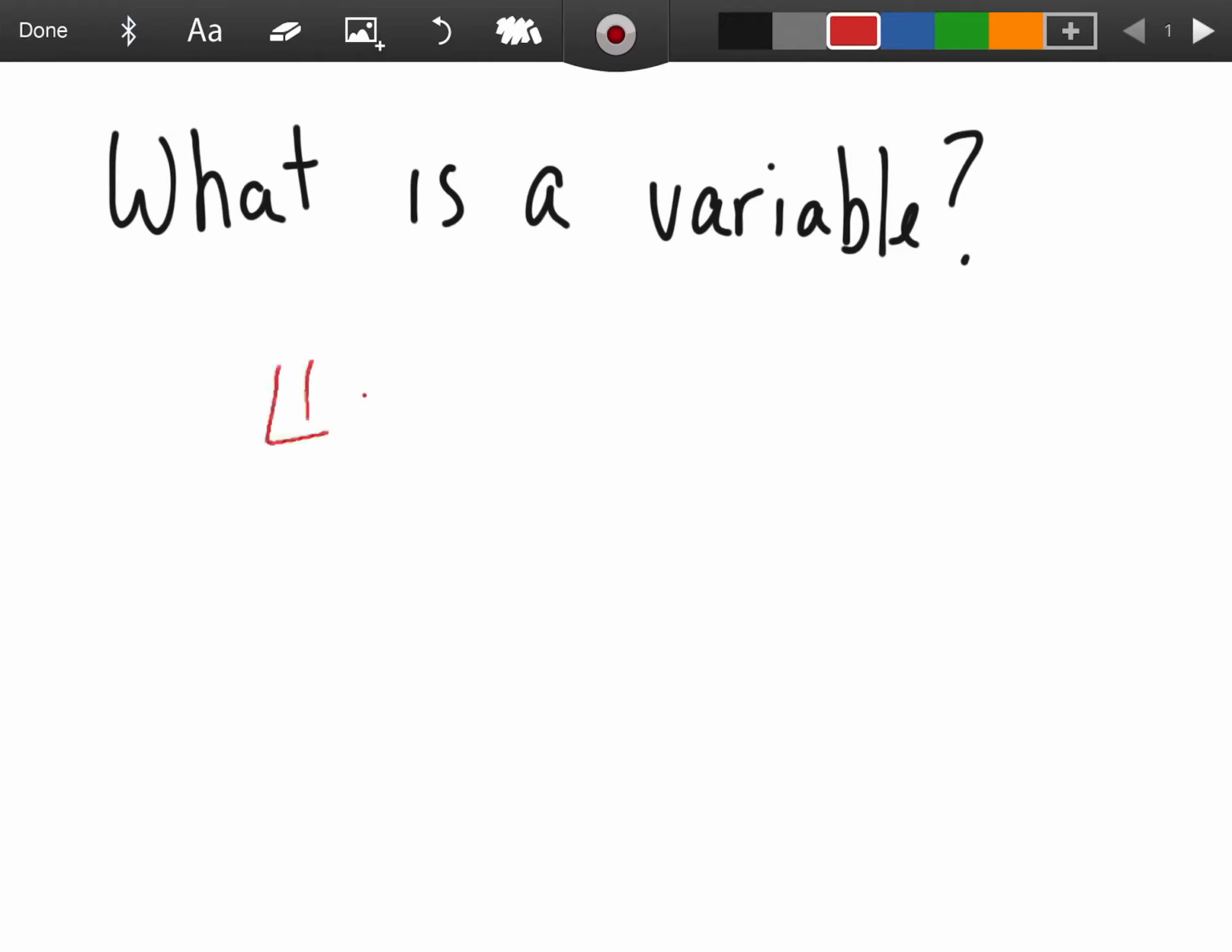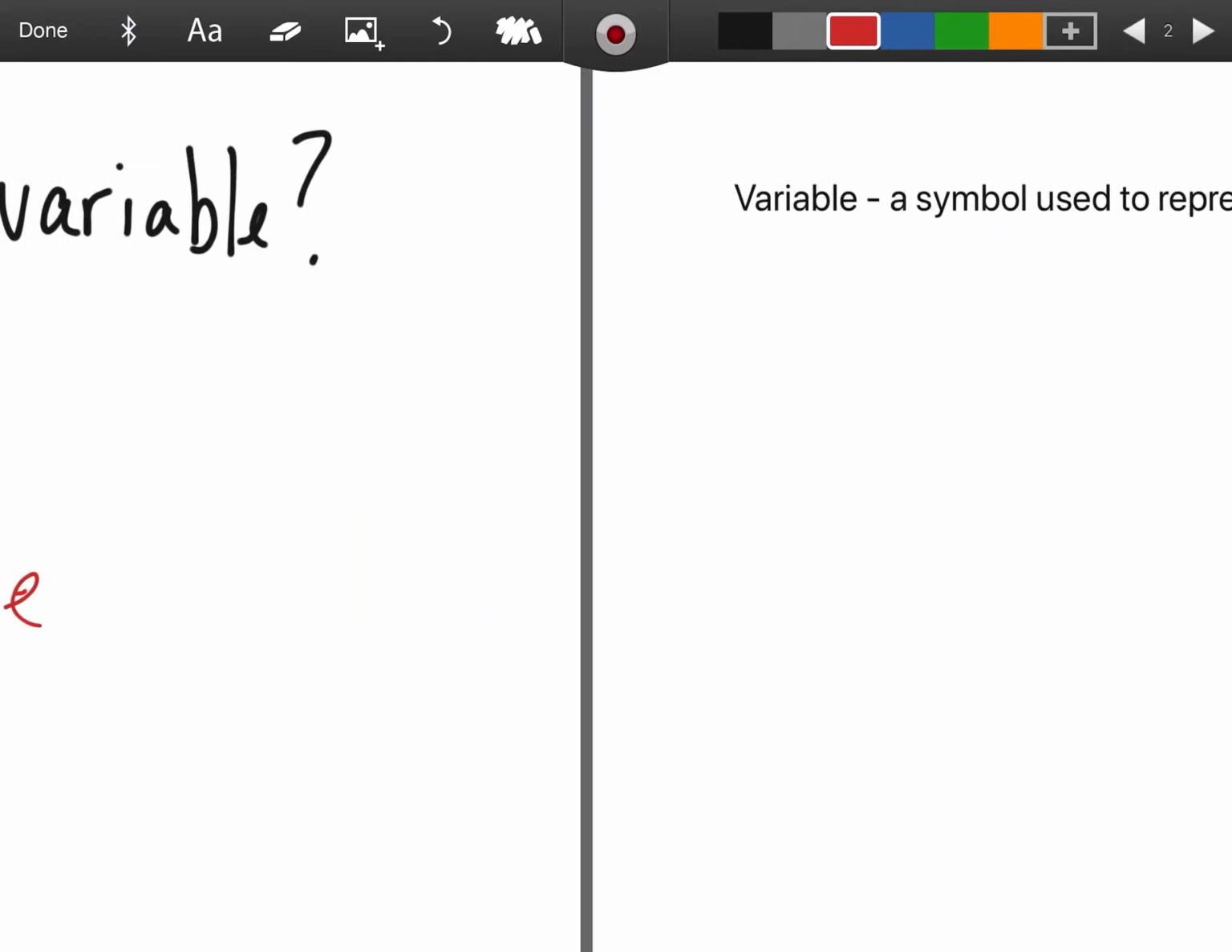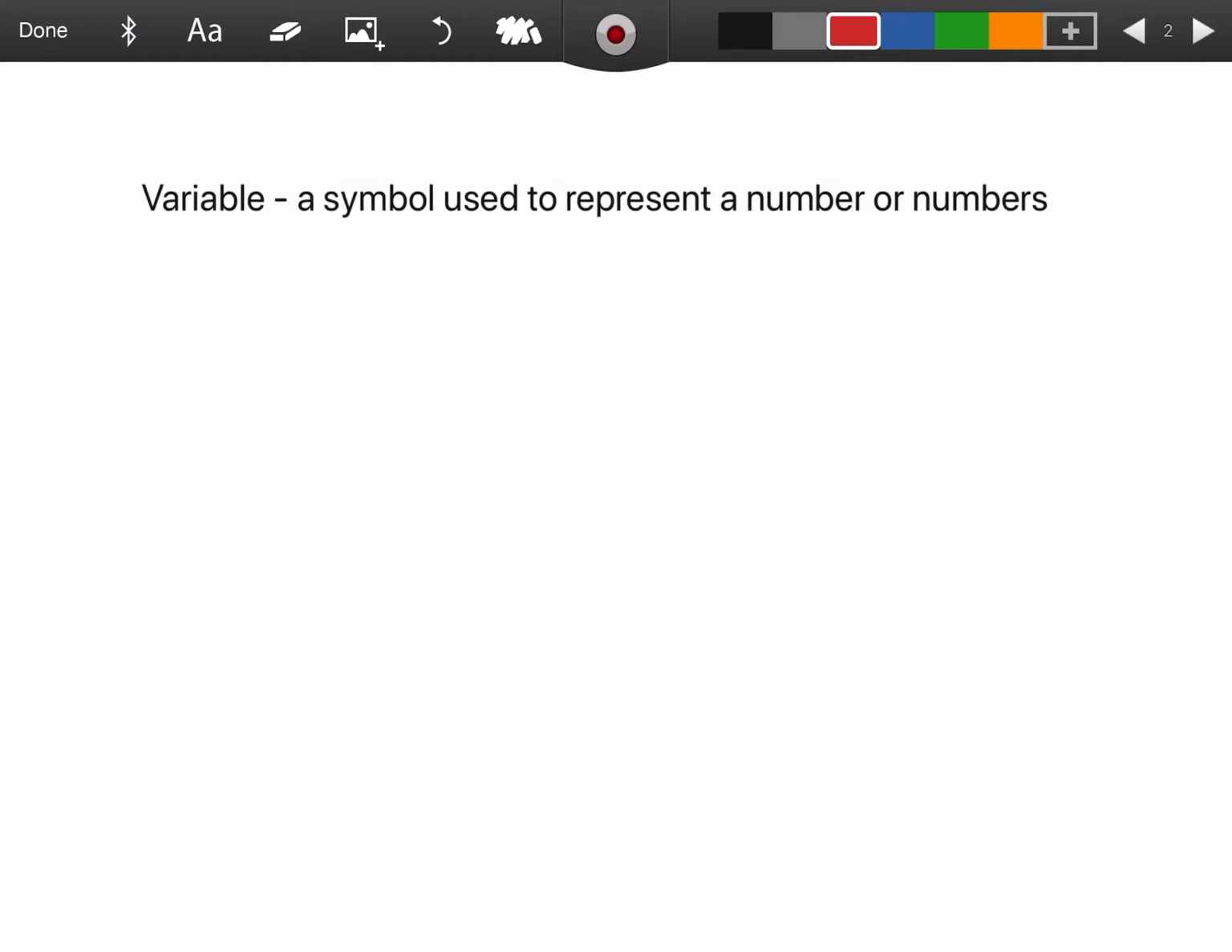Sometimes you will see an X, and it's like, uh-oh, what is this X? Why are there letters now in math? I thought that math was just numbers. This X right here is just a variable, and we will learn what a variable is now. A variable is just a symbol that is used in order to represent a number or numbers.